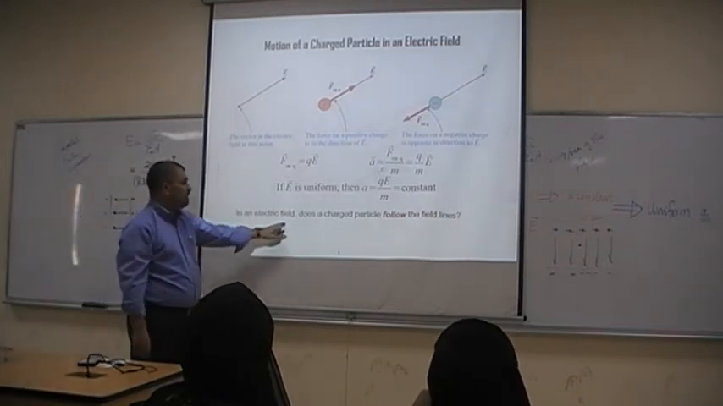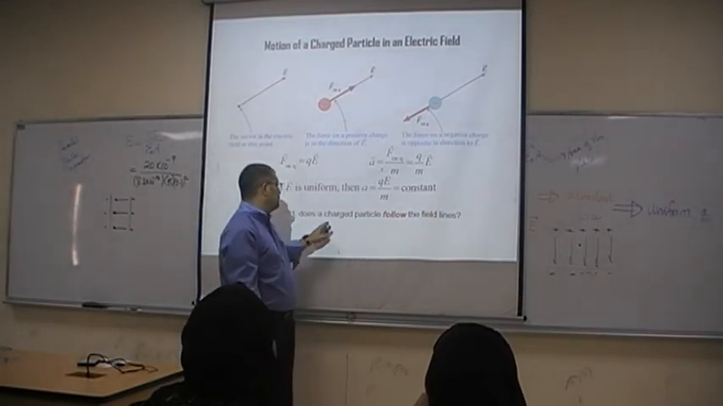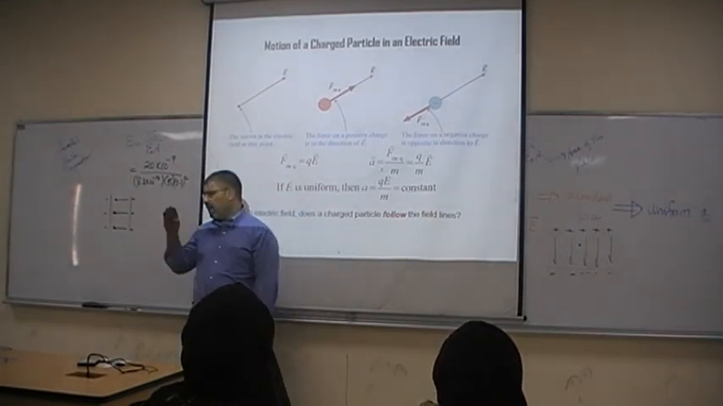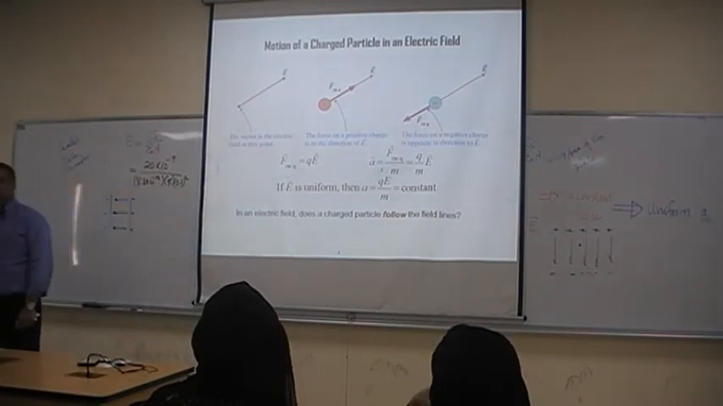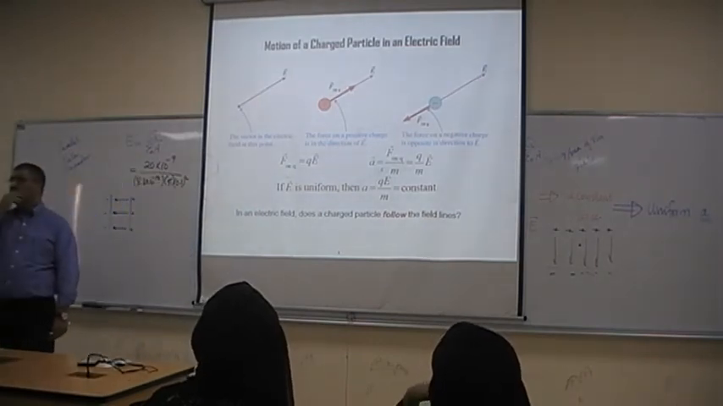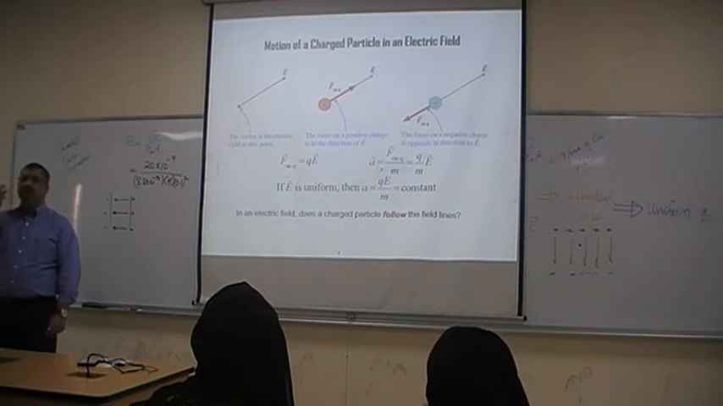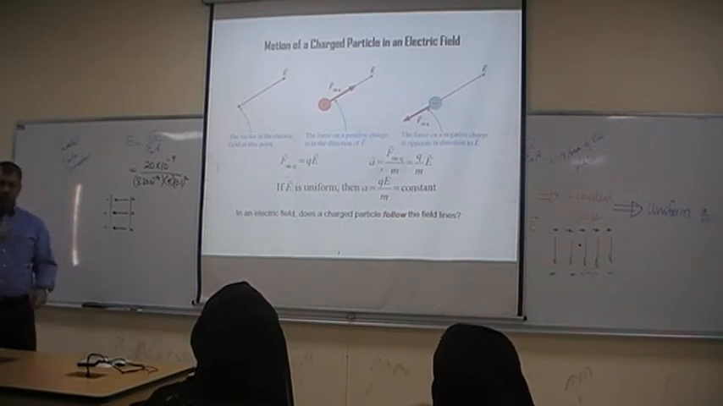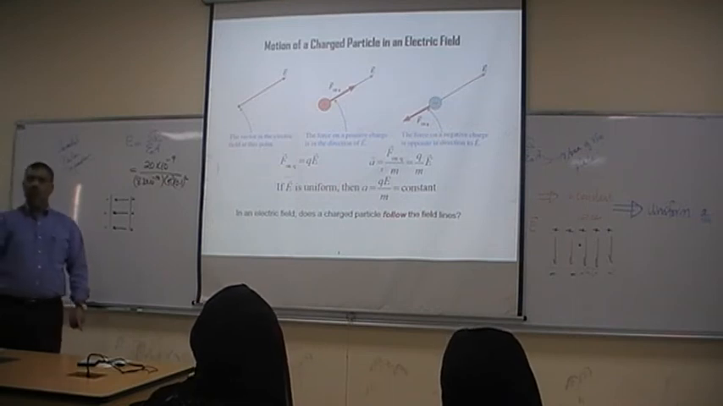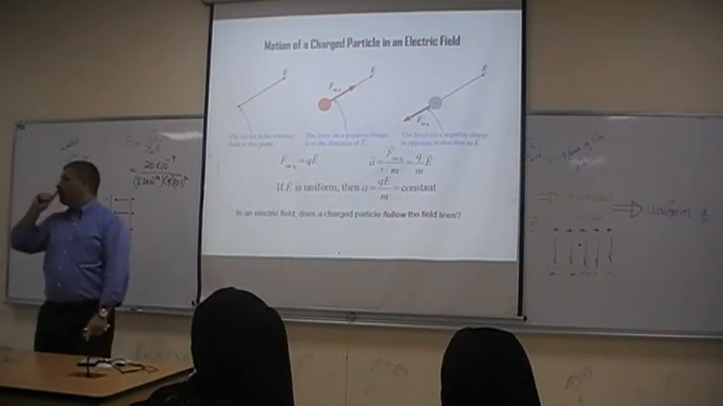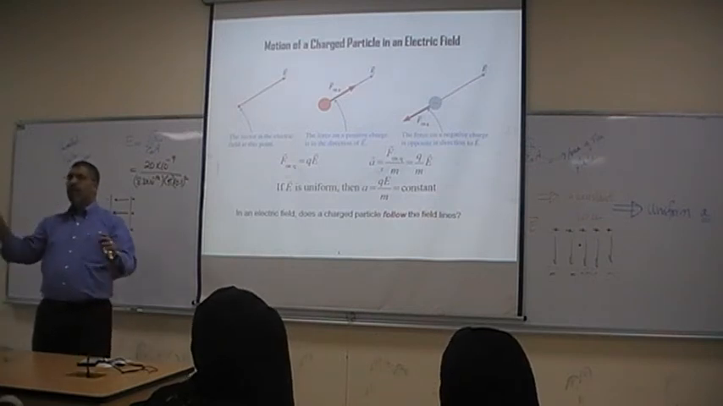There's a question here: in an electric field, do the charged particles follow the electric field lines? It depends on the charge. What does that mean? Positive or negative? No, that's not the issue. The issue is, if I have an electric field line like this, does the charge follow it this way or no? No, it doesn't.